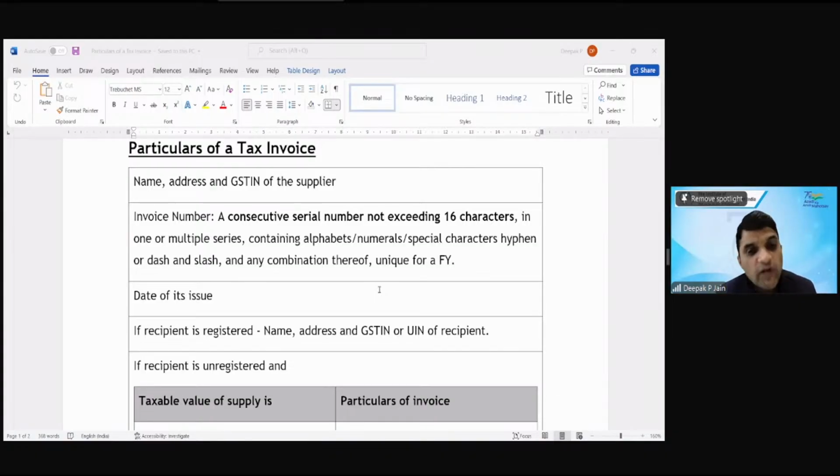UIN is a unique identification number. It is a special type of GST registration for foreign diplomatic missions and embassies. जो foreign diplomatic mission और embassies होते हैं, उनके लिए UIN number यूज किया जाता है.